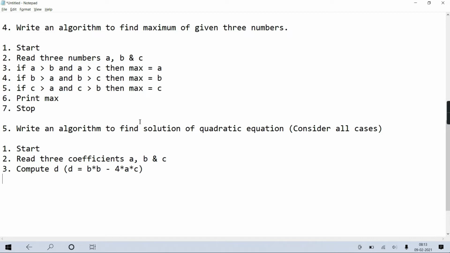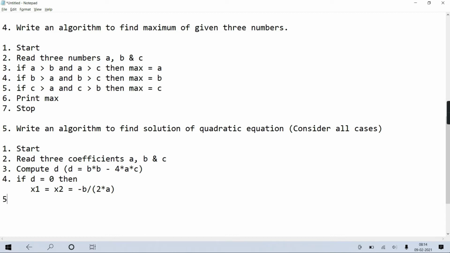D means that expression which is inside that square root. So directly we are not calculating square root, we are just taking that b square minus 4ac first. And now based on that we have to take decision. See, if d equal to 0, then what will be your x1 and what will be your x2? Both will be same, that is minus b upon 2a.